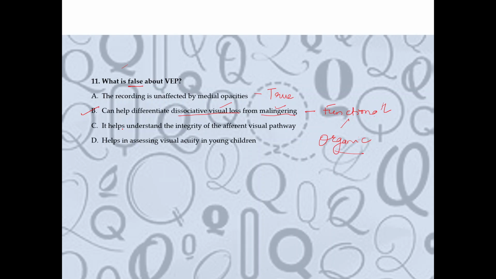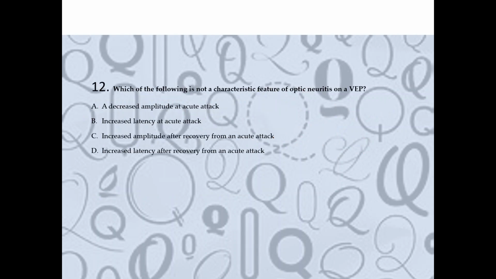Let's see the other two options as well. It helps to understand the integrity of the afferent visual pathway. Okay, so this is also true. So this is not the right answer. And the next option is, it helps in assessing visual acuity in young children. In pre-verbal children, VEP can be used as a tool to assess the visual acuity, and it gives a rough estimate of the visual acuity in these children. So the answer here is B, which is VEP cannot differentiate between dissociative visual loss and malingering.